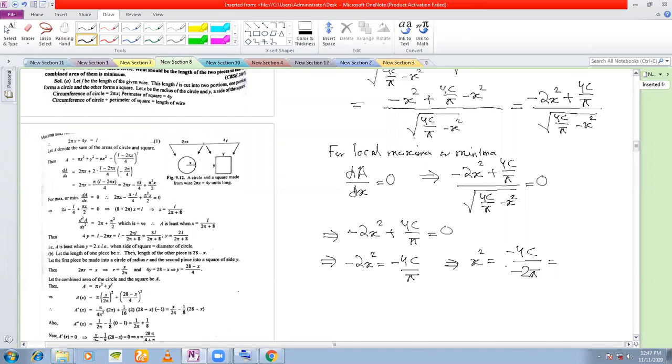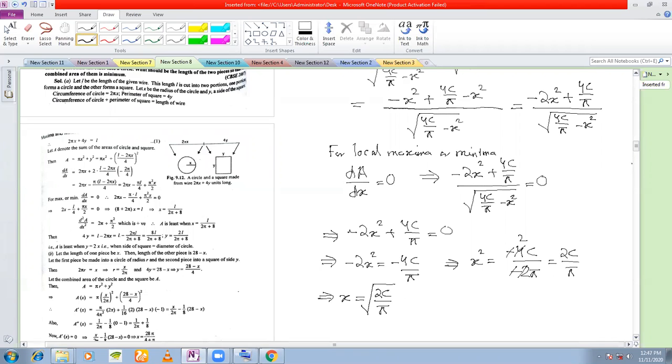So what are you getting here? Minus minus cancels. This cancels. You're getting 2c/pi. That means x square is 2c/pi. So what is the value of x? It is square root of 2c/pi. So at this value of x, the area is either maximized or minimized.